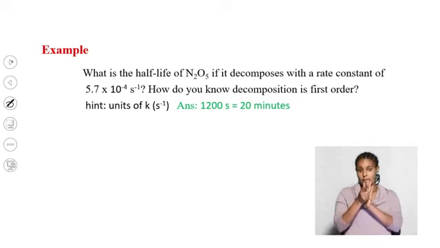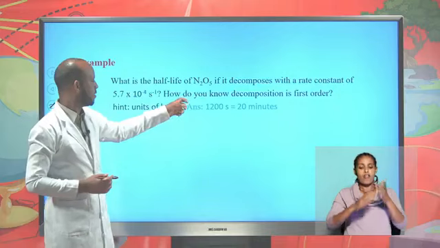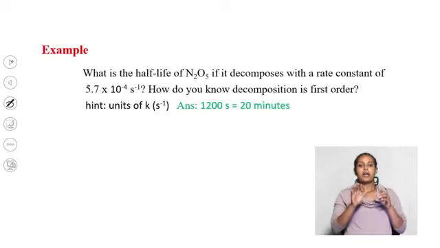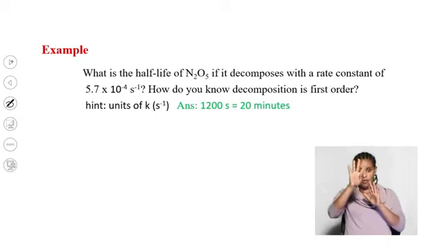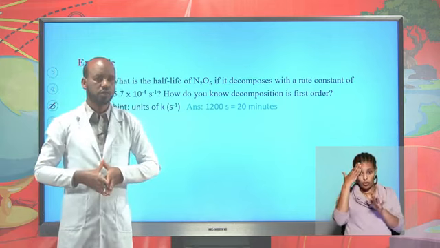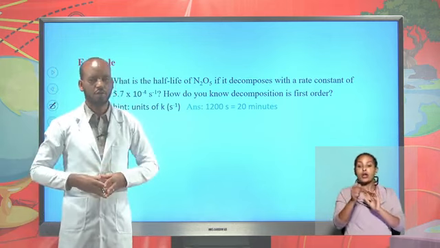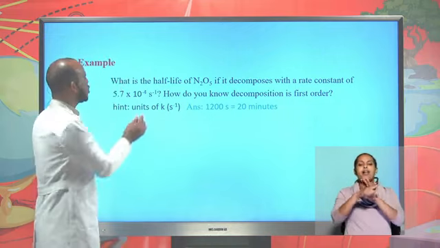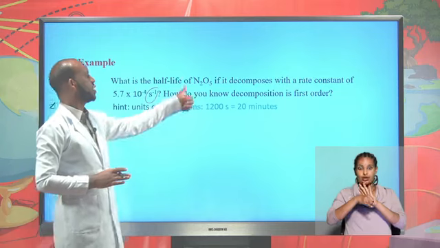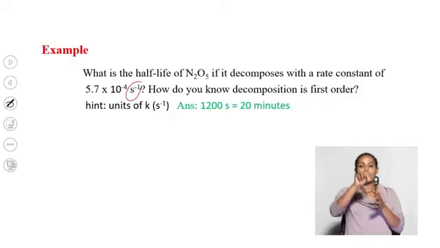For example, what is the half-life of dinitrogen pentoxide if it decomposes with a rate constant of 5.7 times 10 raised to minus 4 per second? How do you know decomposition is first order? Note that the unit of the rate constant for a first order reaction is per second. Therefore, decomposition of dinitrogen pentoxide is a first order reaction.